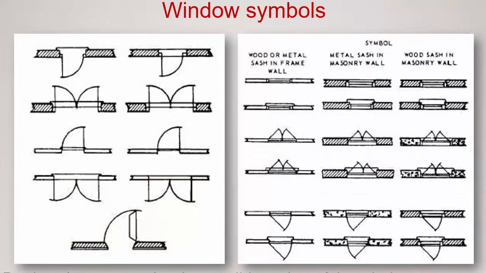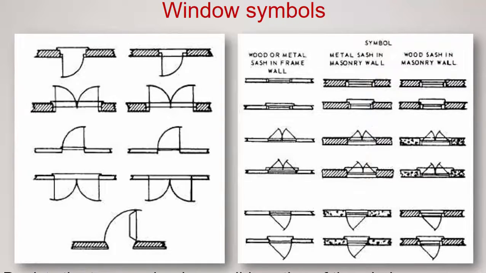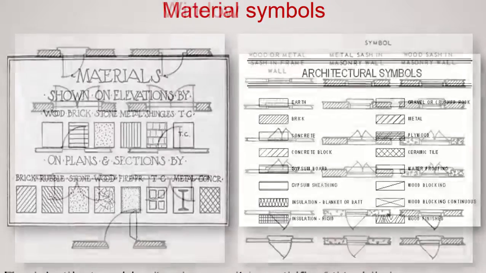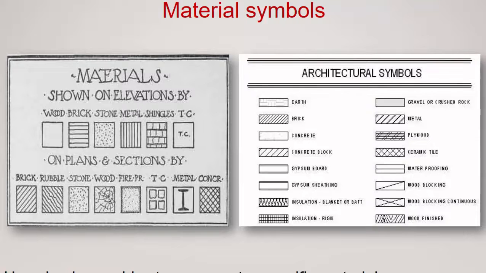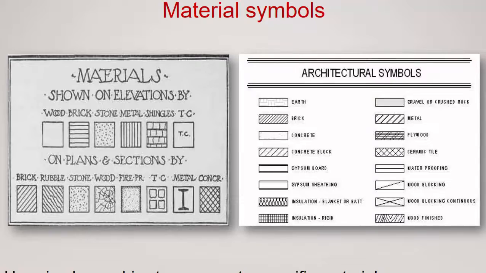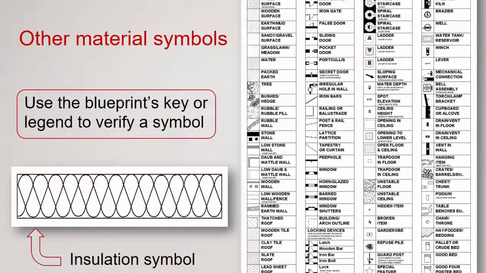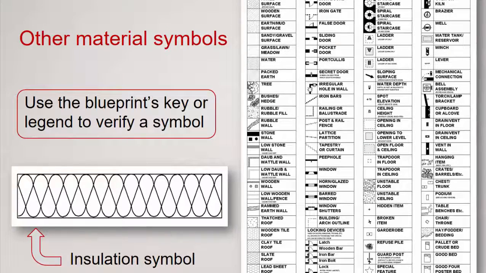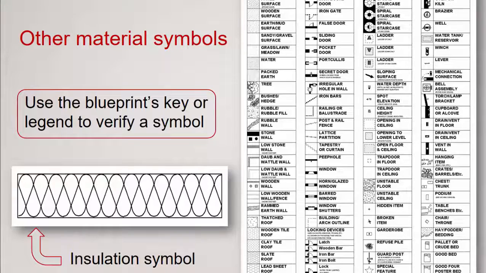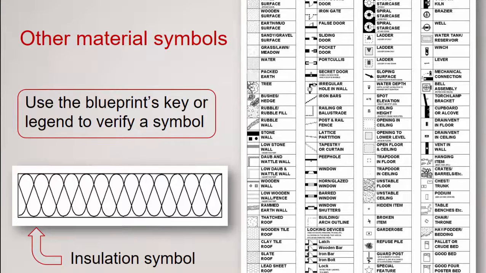Windows, same type of depiction as doors. The difference obviously is the wall typically continues through and the window sits off the floor. Other material symbols, we can see wood, brick, stone, metal, like we did earlier, and the architectural symbols for them are on the right. The insulation symbol that you see in the bottom left-hand corner looks like a series of figure eights drawn throughout in between 2 lines. And that represents that there's insulation within a wall or other type of assembly.